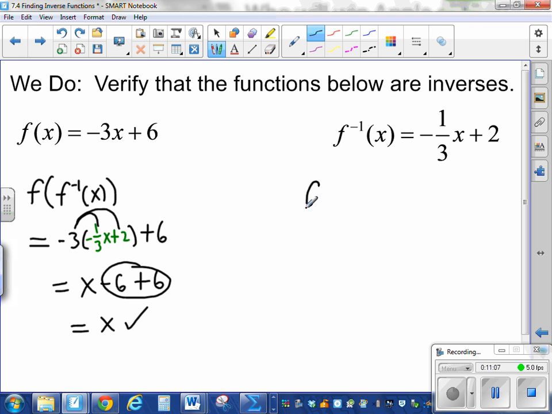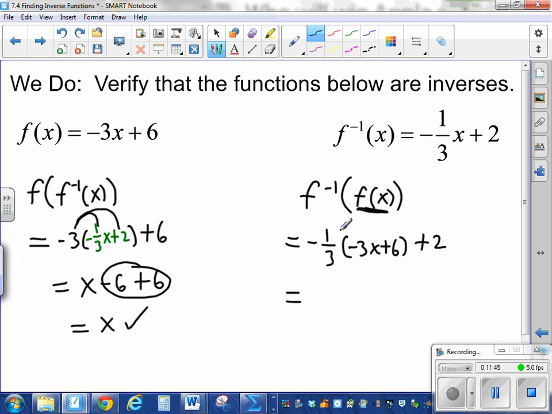All right, so next one, f inverse of f of x. This will be, you write your inverse function, negative 1/3, blank spot, plus 2. The blank spot is this x part right here, turned into a blank spot. Now the f of x function goes on the inside. That's this stuff. That goes on the inside here. So you get a negative 3x plus 6.